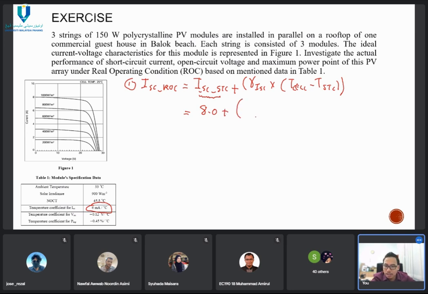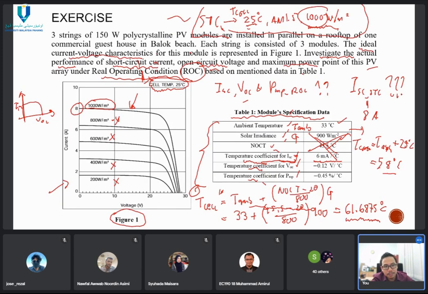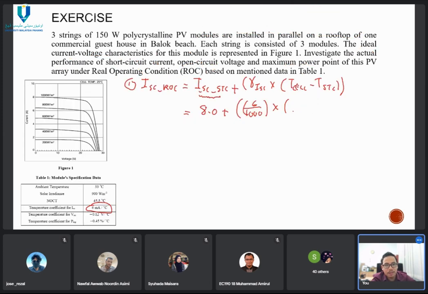So 6 milliamps, and then T-cell is 61.6875. 61.6875 minus 25. So how much do you get?